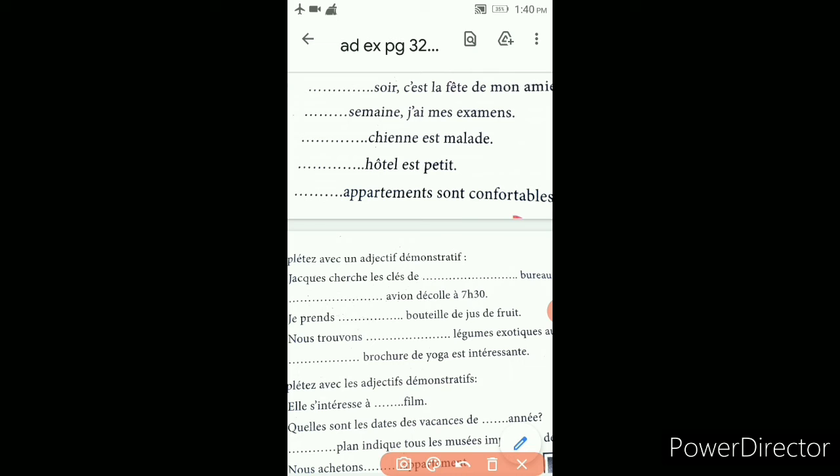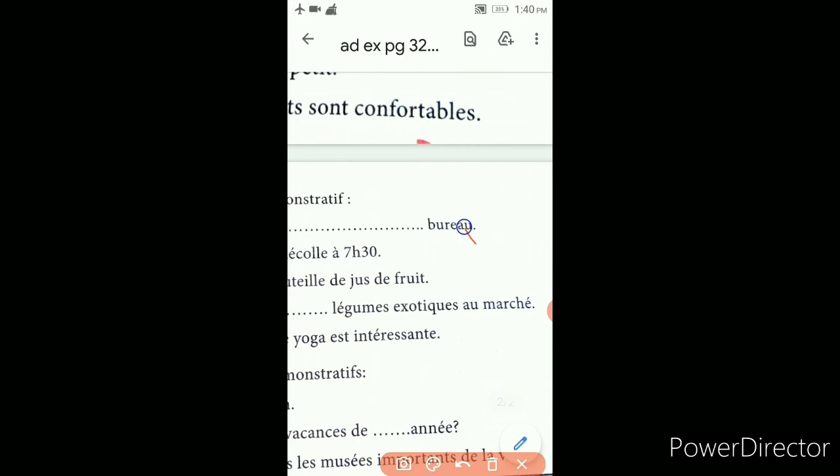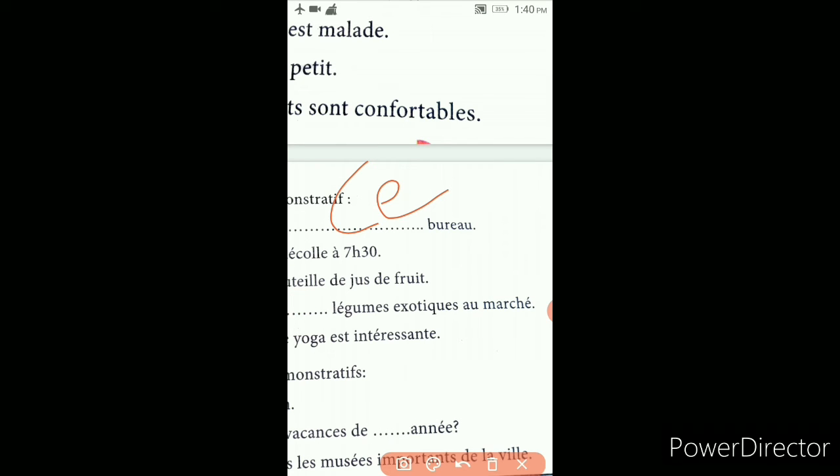Jack searches the keys. Clés means keys. Search means search. Jack searches the keys of this bureau. Now we have to see the noun here. Bureau is ending up with U, which is another alphabet, so it is masculine singular. For masculine singular it is CE. The demonstrative adjective is CE.